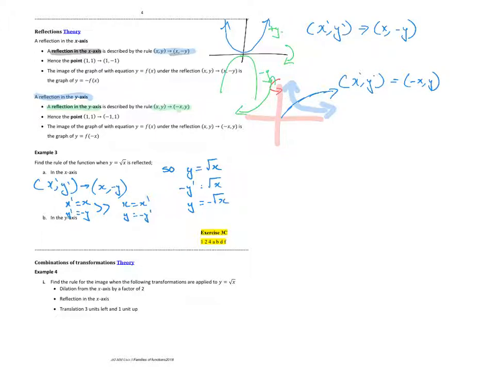If we think about that graph, that's root x. Negative root x is just going to be turned upside down, isn't it? There's negative root x, that's positive root x. All right, so we're reflected about the x-axis.